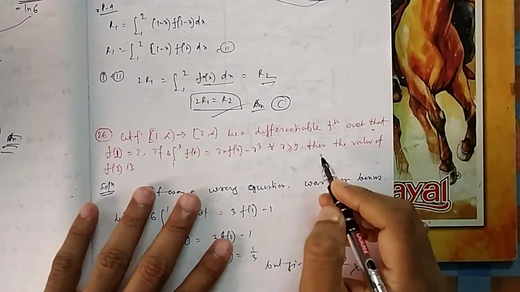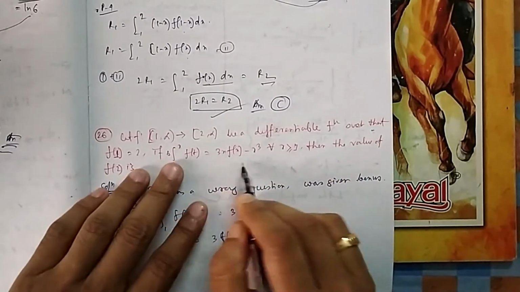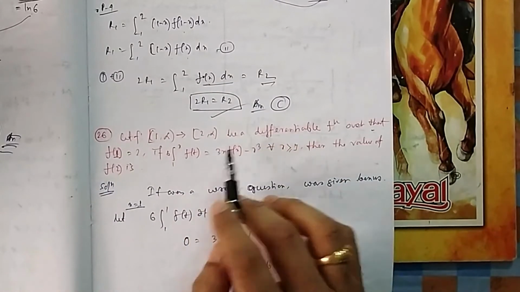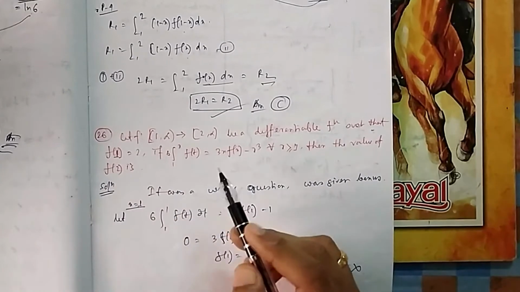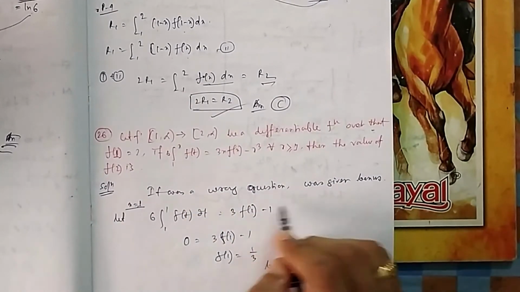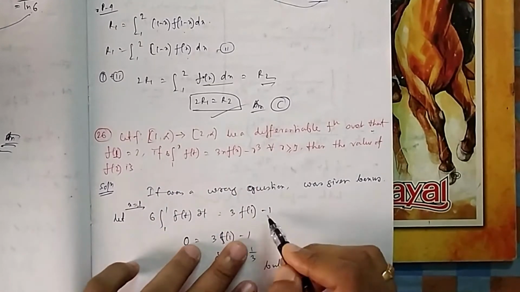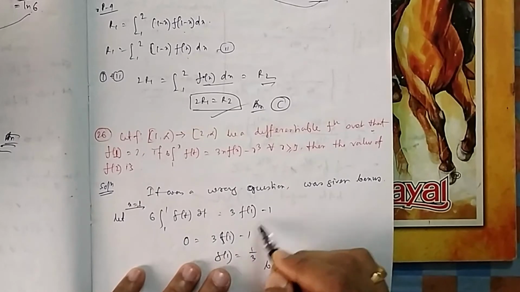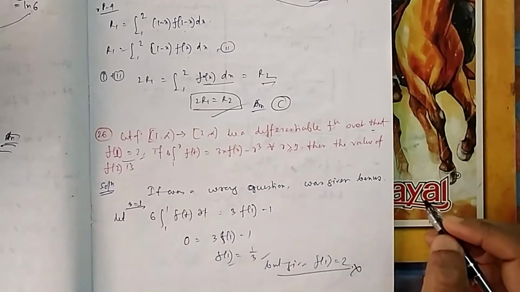Now question number 26, they have given something wrong in the question, that's why a bonus mark is given. Otherwise you can do it using Leibniz also. Differentiable such that f(1) is equal to 2, and it is given 6 into integral from 1 to 6x of f(t), this is given, then the value of f(2). It was wrong because if you put x equal to 1, this side becomes 0, and this is 3 f(1) minus 1, so f(1) is 1 by 3, but they have given f(1) equal to 2. So that's why it was a wrong question.